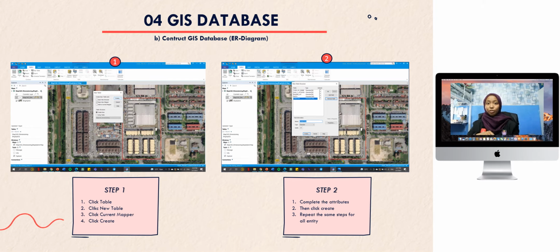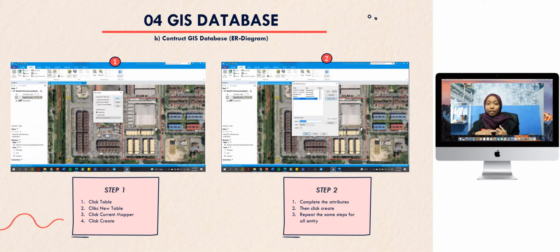This is the second process, where we create the ER diagram. The first one is to have a table structure. This is quite a simple step as we only have to click on the table window, click New Table, click OK and create. In this case study, I have 5 entities as I have mentioned previously. So I have to repeat this process 5 times in order to construct the complete GIS database, according to the entities I have stated.